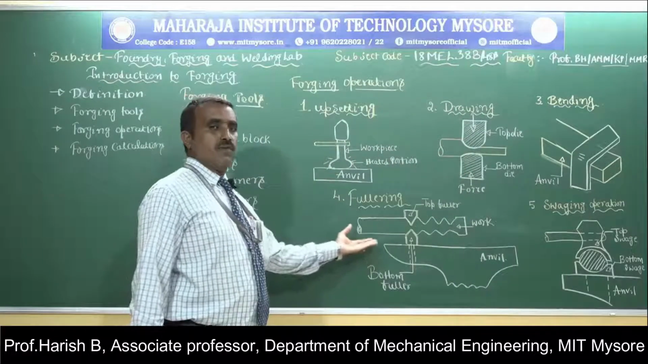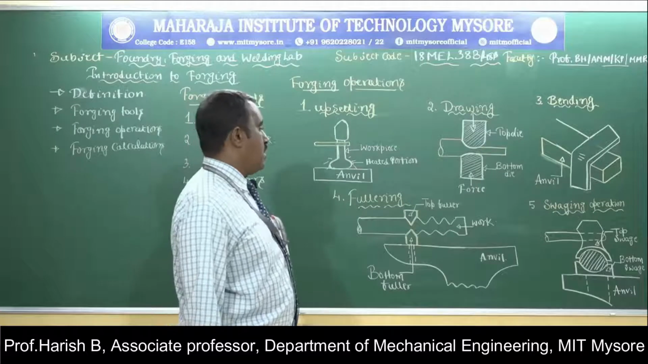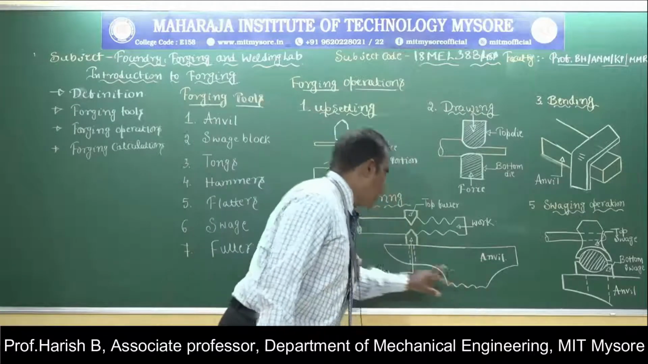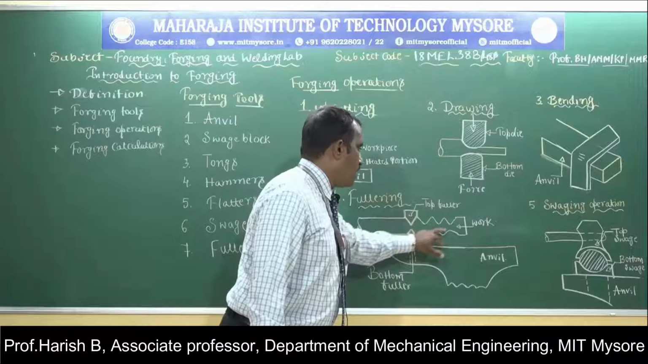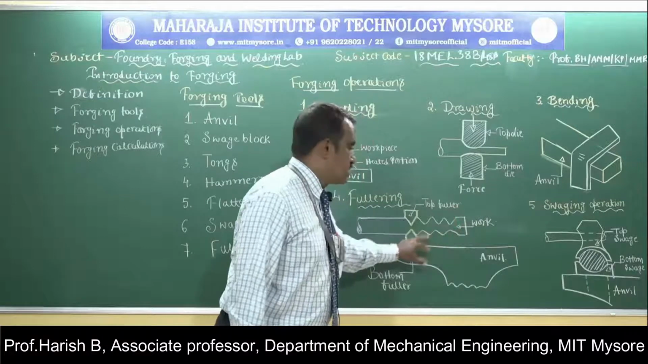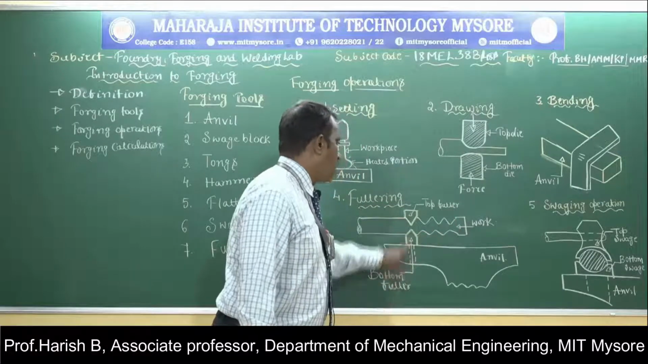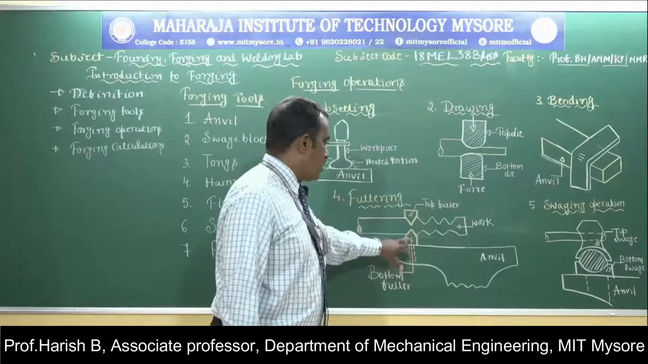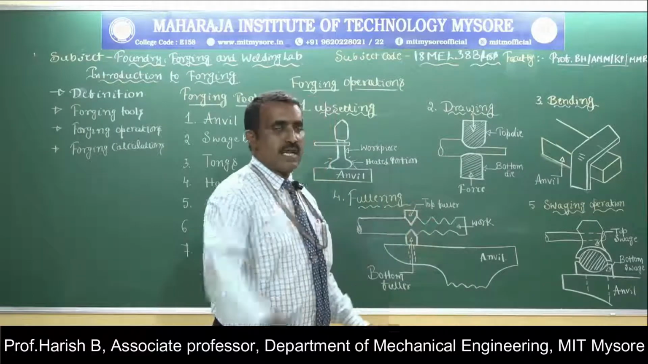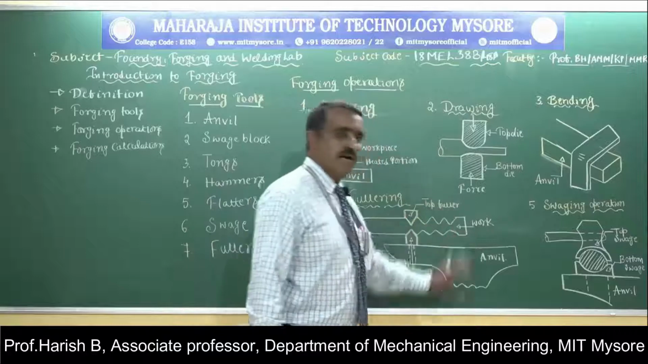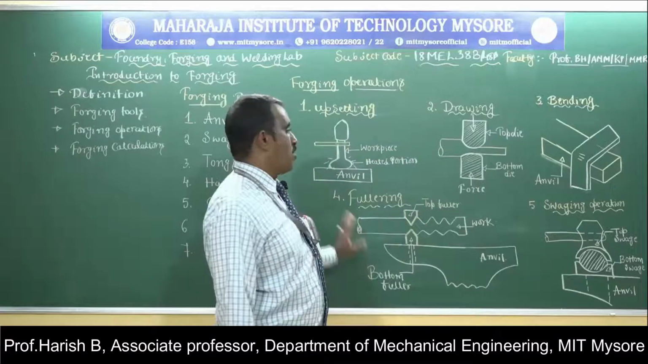Then fullering is one more operation. In fullering, you can see this is once again the anvil, and this is the workpiece. I want to get a cross section of this shape. This is the bottom fuller, and this is the top one. The bottom one is fixed and the workpiece is placed on it. Once again hammering is done, and I can get the required cross-sectional shape. That is one more operation.